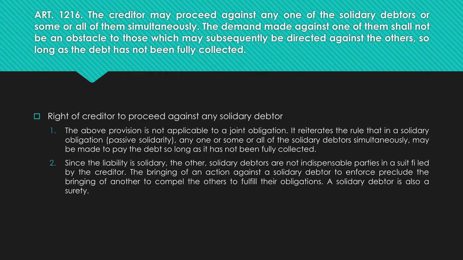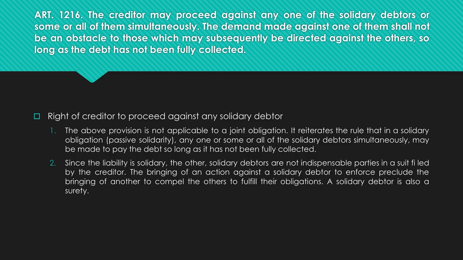Okay, so Article 1216, the creditor may proceed against any one of the solidary debtors, or some or all of them, simultaneously. The demand made against one of them shall not be an obstacle to those which may be subsequently directed against the others, so long as the debt has not been fully collected. Okay. So, the right of creditor to proceed against any debtor in the above provision is not applicable to a joint obligation. It reiterates the rule that in a solidary obligation, meaning passive solidarity, any one or some or all of the debtors simultaneously may be made to pay the debt, so long as it has not been fully collected.